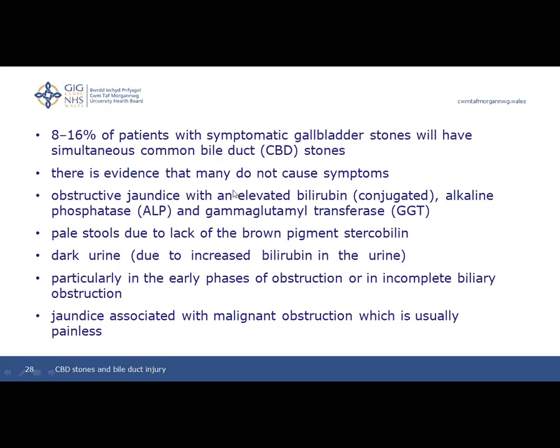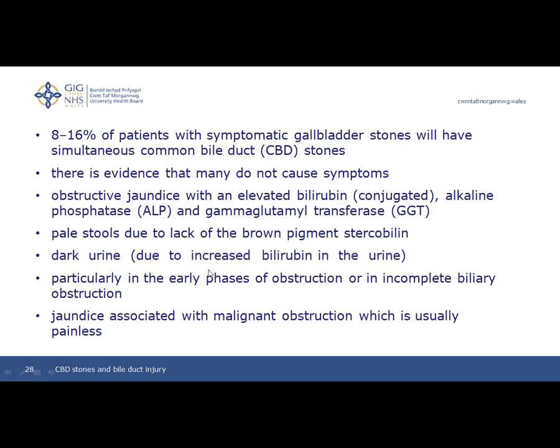Again, the same thing goes for pale stools and dark urine. Sometimes the pale stool may not be there because of partial obstruction, and the dark urine may not be there when the bilirubin level is not up to the mark. Especially, as I said, in the early phases of obstruction, or when there is an incomplete biliary obstruction, these classical signs may not be elicited in a patient with common bile duct stones.